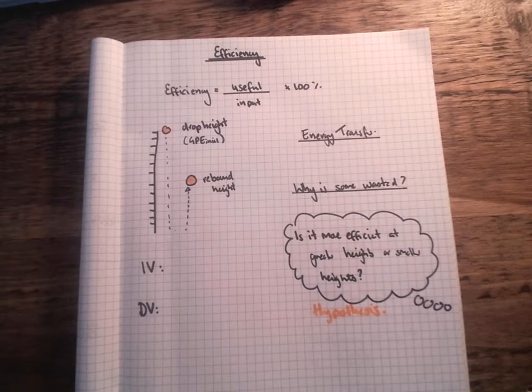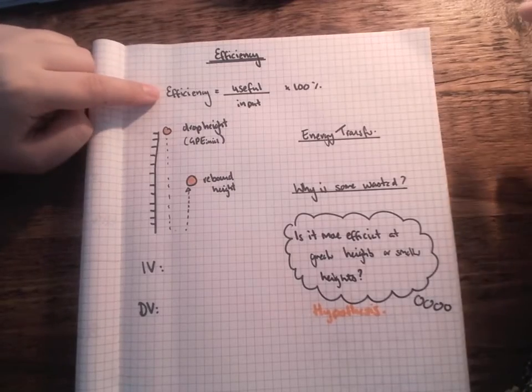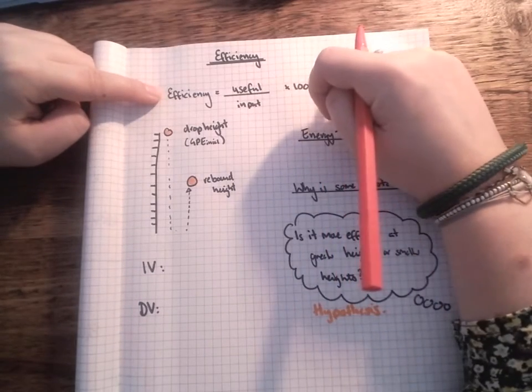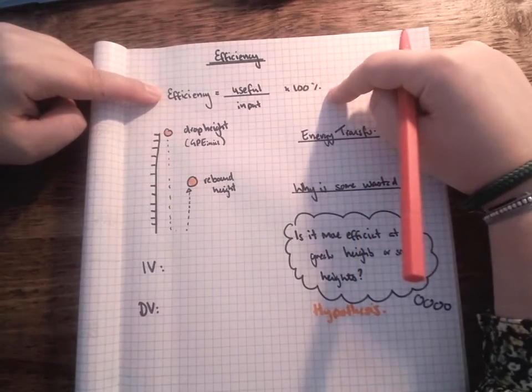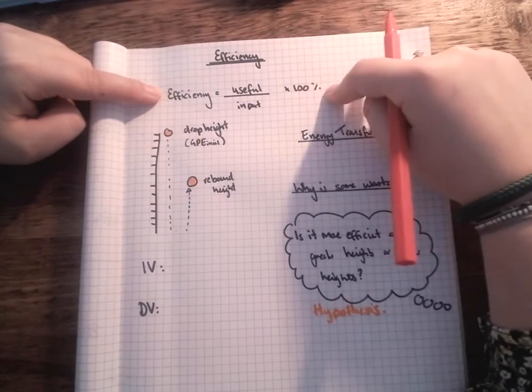Okay, so for this experiment, we're looking at efficiency. Just remembering that we calculate efficiency, when we've got an energy transfer, by using the useful energy divided by my input energy, multiplied by 100 to put it in terms of a percentage.